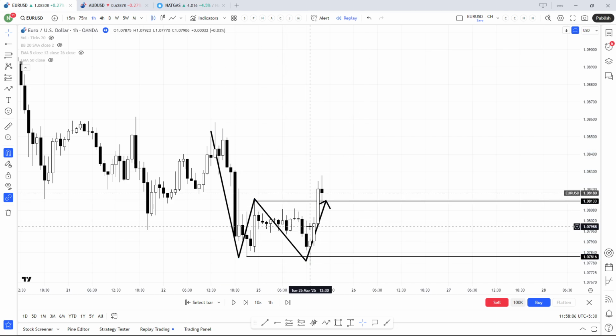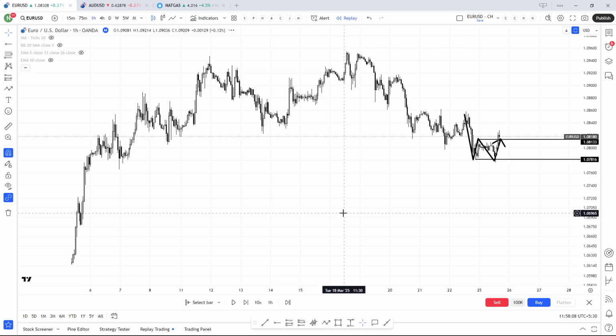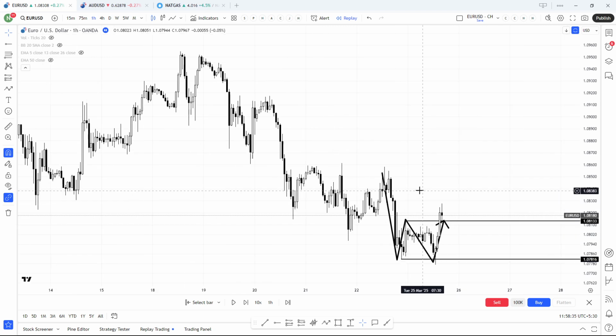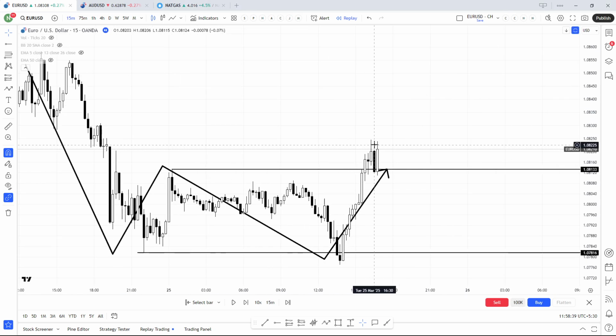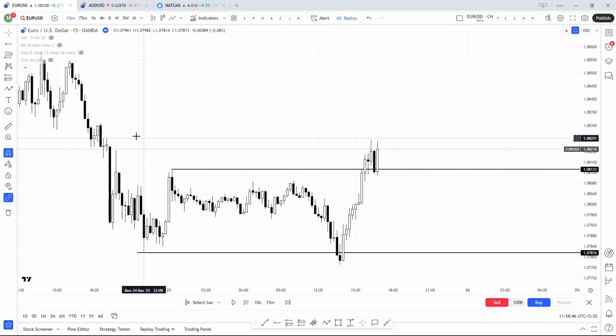So after seeing this double bottom, I decided to go bullish on this. Again, there was a downtrend, a double bottom. Usually, this double bottom means a trend reversal. So in 15 minutes, I saw a break and a retest. So with this as my setup, a break and a retest, I went bullish on this trade.